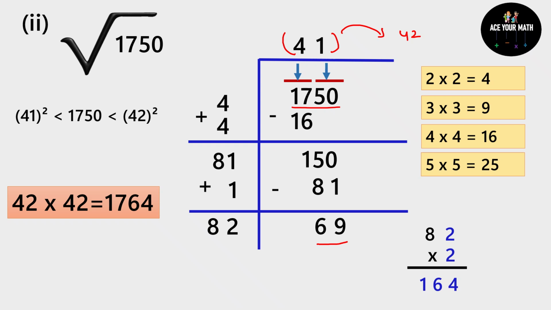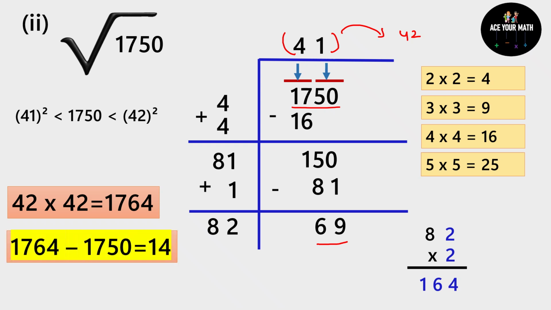So how can you make 1750 a perfect square? You find the difference between 1750 and the number that comes next, that is 1764. When you find the difference, you get 14. So the least number you should add to 1750 to make it a perfect square is 14, and the new number formed is 1764. Find the square root of that, and you will get 42 as the answer. So the least number added is 14 and the new number formed is 1764. The square root of 1764 is 42.